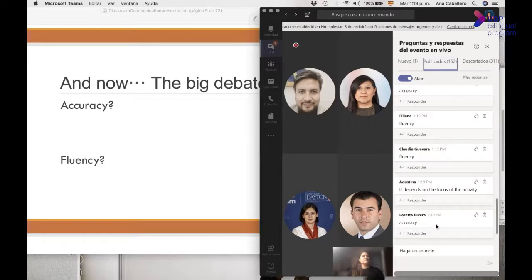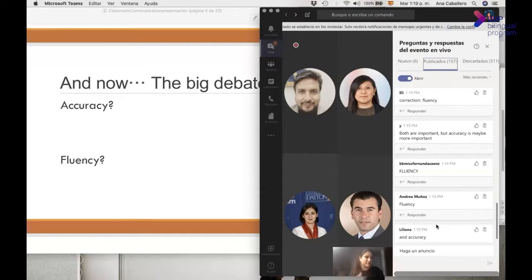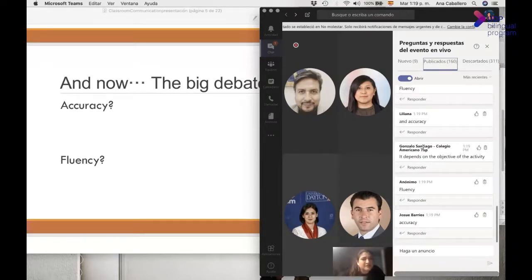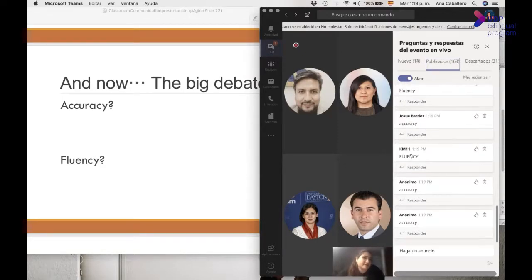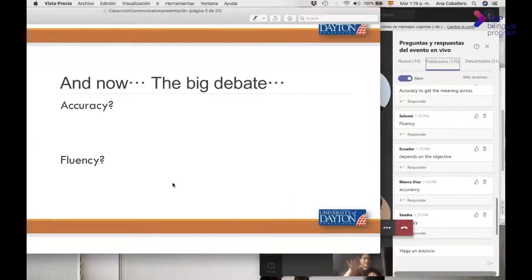But what is more important in real life? What is more important for students to learn, to be able to be accurate or fluent? Both are important, but accuracy is maybe more important. Well, when we're planning a class, yes, it depends on the objective. I wish we could do some polls here so we could see who is on the side of fluency and who's on the side of accuracy, but I can see that we're pretty much even, right?